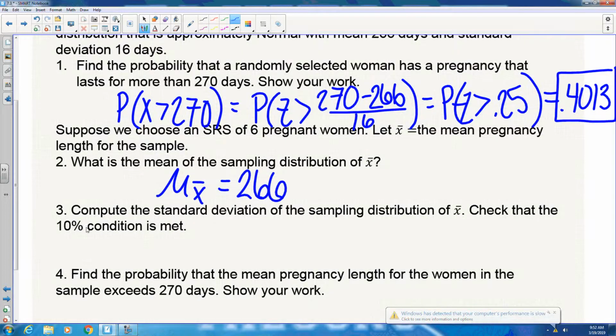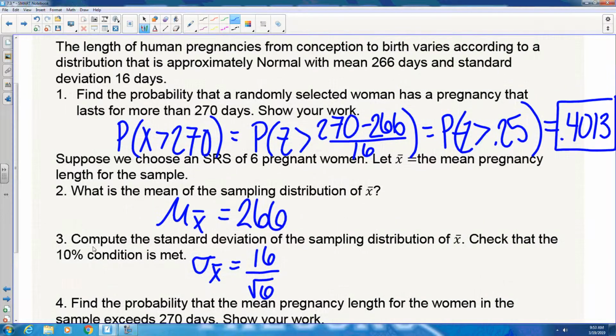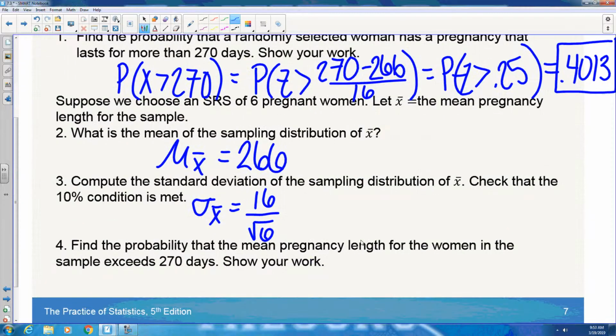Compute the standard deviation of the sampling distribution. So that's going to be the standard deviation that we had above of 16, but this time we're dividing by the square root of the sample size, which is 6. I'm going to leave it like that because it's going to be more accurate that way. The 10% condition is that our sample is less than a tenth of the population, which it certainly is, because if we only have 6 women, there are definitely more than 60 pregnant women in the world. So we have the 10% condition met.